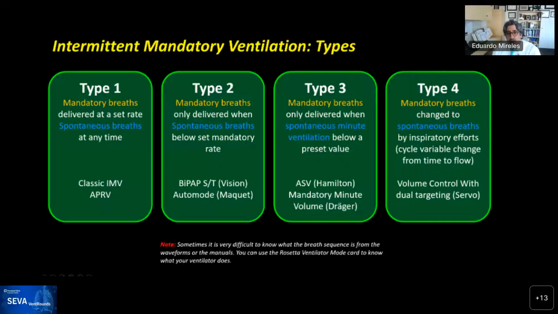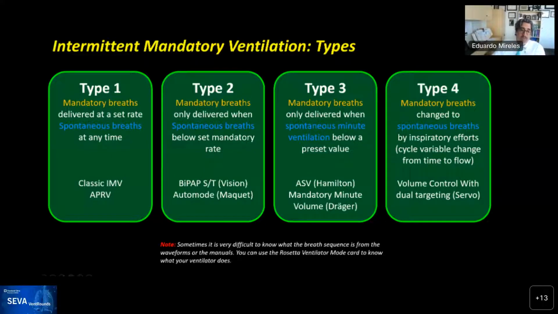Essentially, it occurs only on one mode right now, which is this one: volume control with dual targeting on the Servo when they press a button that's called flow adaptation. They start as mandatory breaths, but they are changed to spontaneous breaths because you change from a volume control to a pressure control. And if the inspiratory effort is large enough, you can trigger and cycle the breath on your own. So from going from a mandatory volume control breath, you may end up only receiving spontaneous breaths. And so that's type 4.